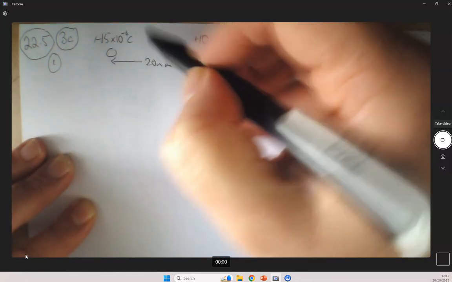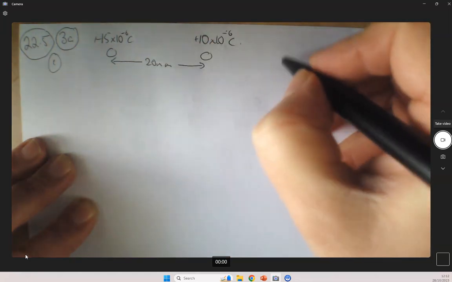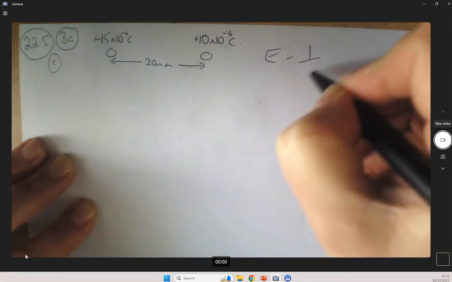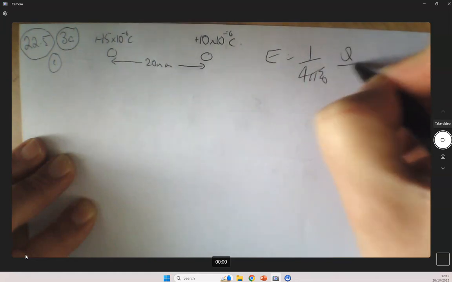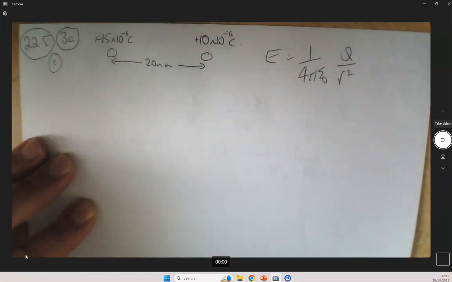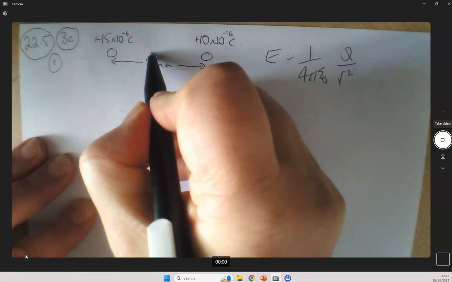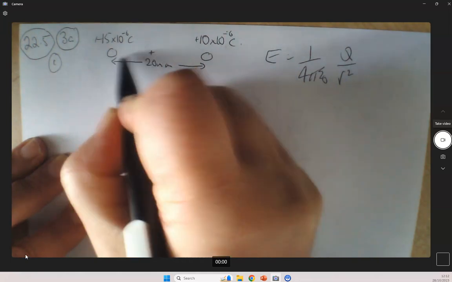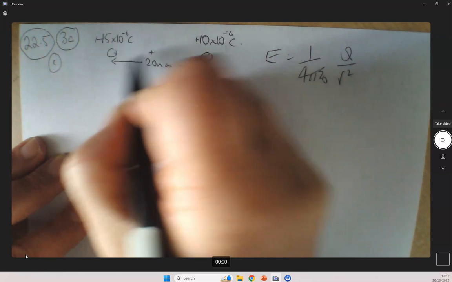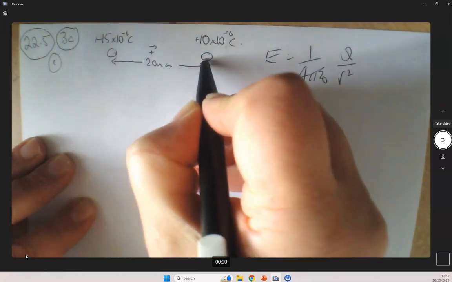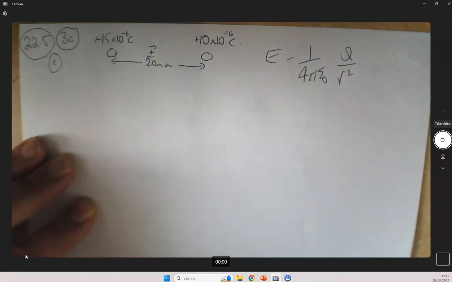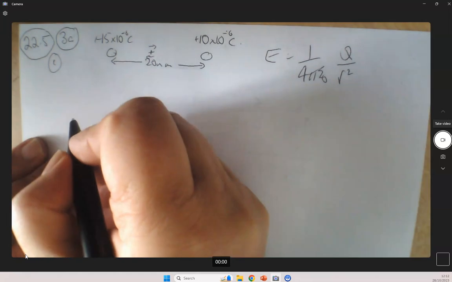Now, first off, electrical field strength E is equal to 1 upon 4 pi epsilon naught, Q upon R squared. So that's the equation we're going to be applying. If I've got a charge here, let's take an example of a positive charge, this charge is going to be pushing it in that direction, and this charge is going to be pushing it in that direction. So you can see these electrical fields are opposing each other. Therefore, we're going to be subtracting them to find the overall field strength, because they'll effectively be cancelling parts of each other out.